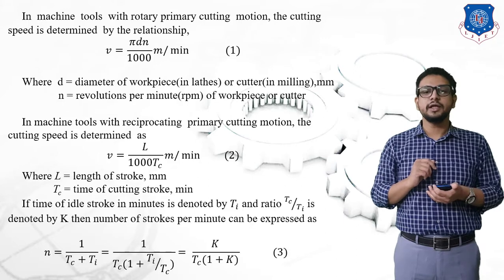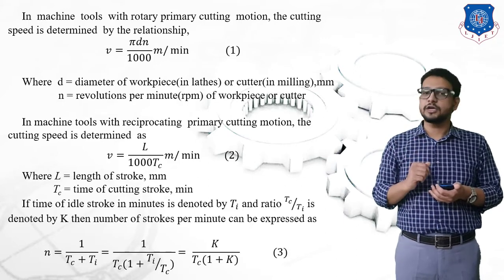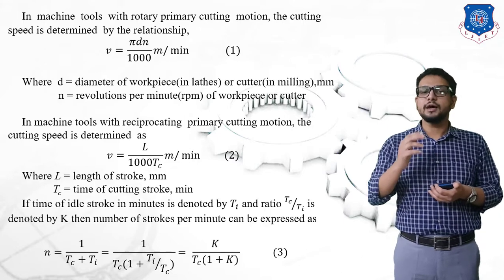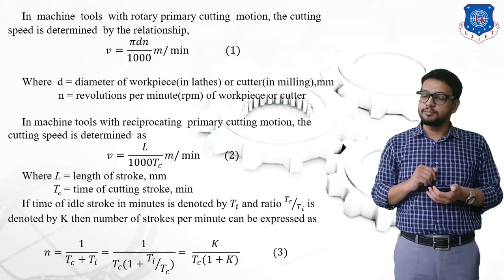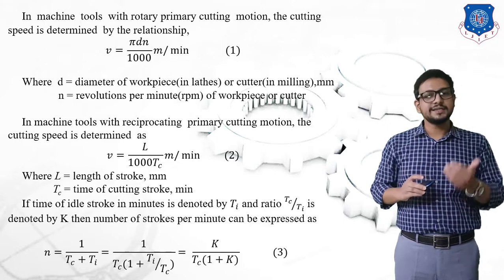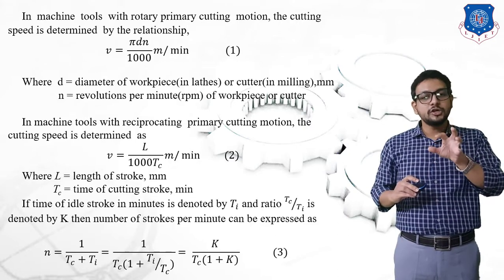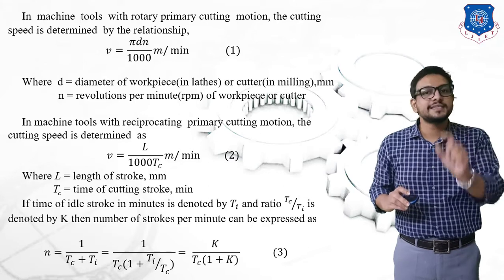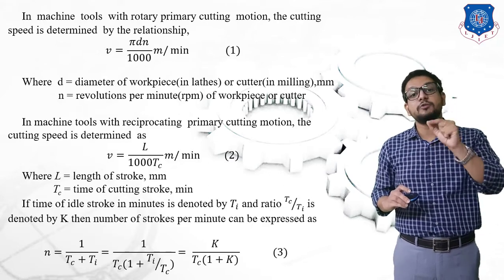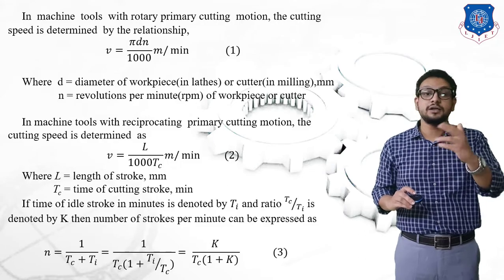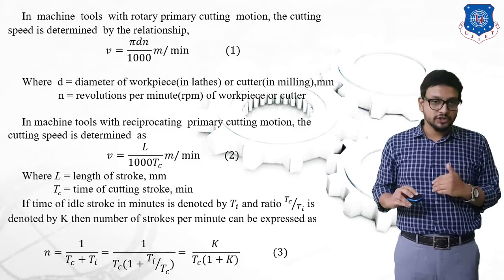But as we know that Tc by Ti is denoted by capital K, so after substituting, the equation is going to become K upon Tc in a bracket 1 plus K. Let's say this is our equation number 3. Now we are going to substitute the value of Tc from equation 3 in equation number 2. Equation number 2 is L upon 1000 Tc.